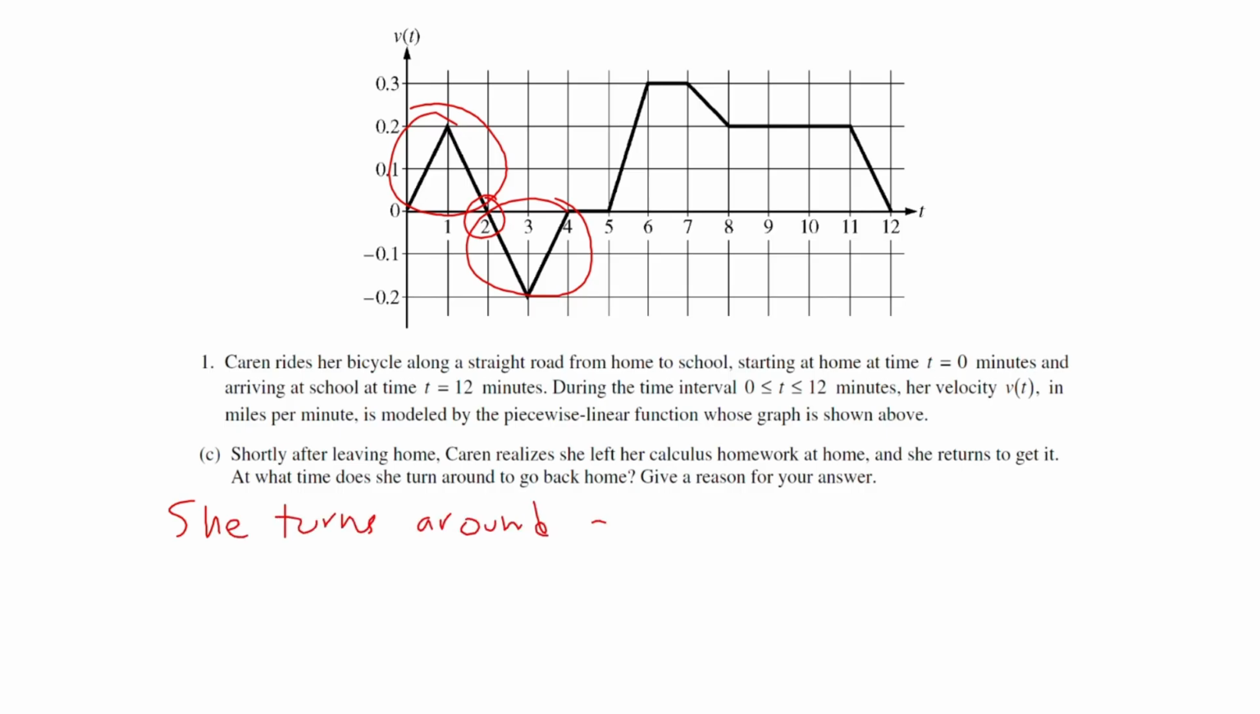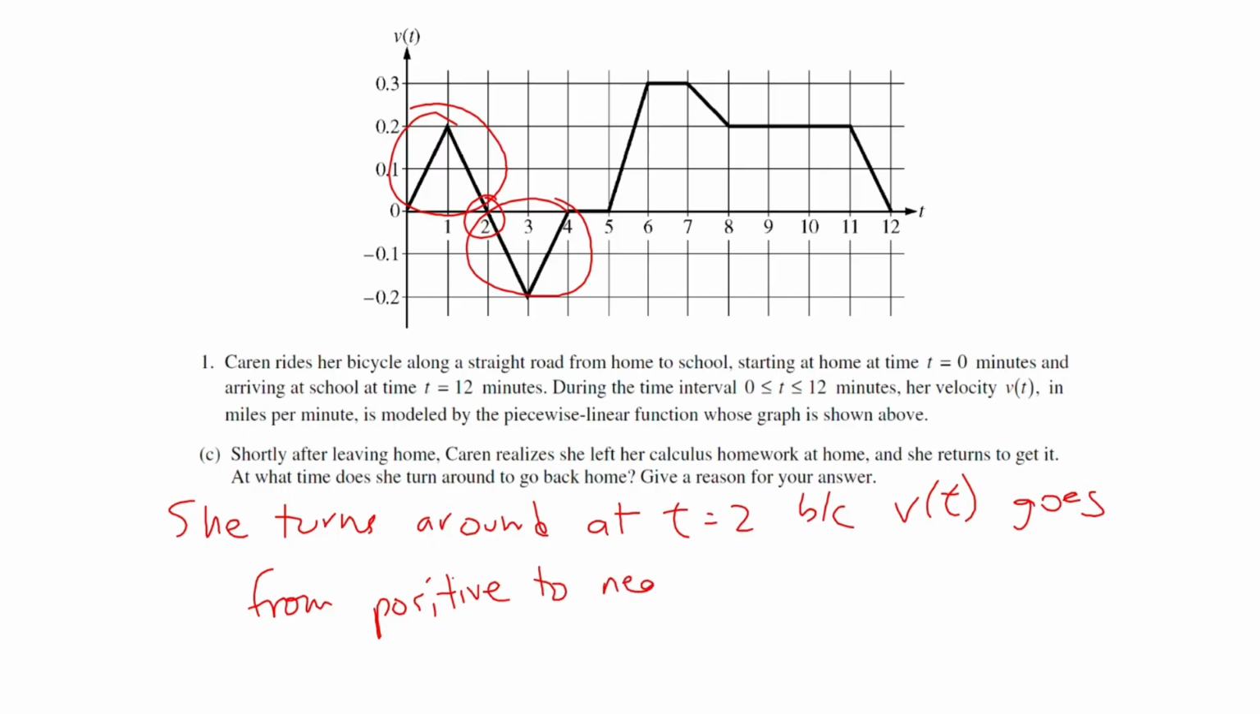at t equals 2 because velocity goes from positive to negative. And we can kind of just imagine exactly what happened here. She was riding off to school. She forgot. She remembered. She came back. She was at home getting it. And then she rode back to school with a positive velocity. And so you got 2 points there, one for the answer of t equals 2, and one for the reason that v of t goes from positive to negative.